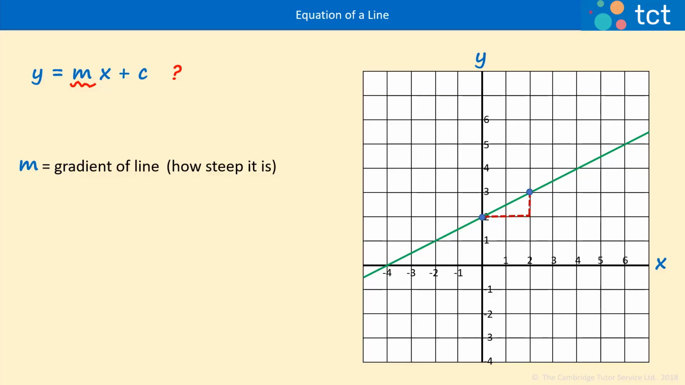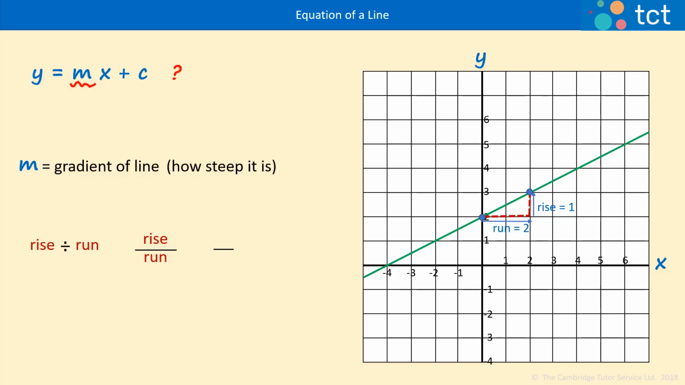Now the line along the bottom, you can call that the run. That's how far the line runs across. And the line going up, you can call that the rise. That's how far the line rises up. To calculate what this means for the gradient of the line, we say rise divided by run. You'll probably more commonly see it written like this: rise over run.